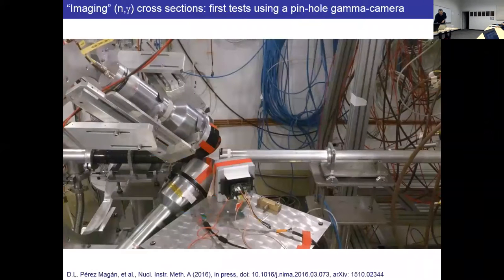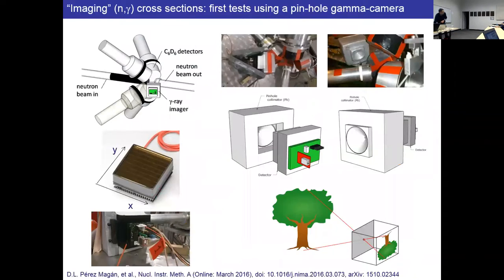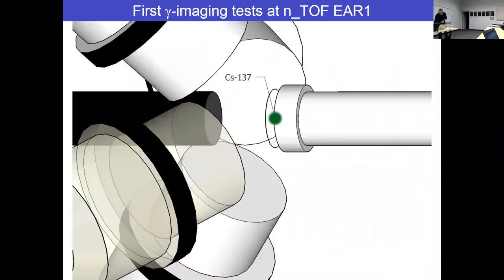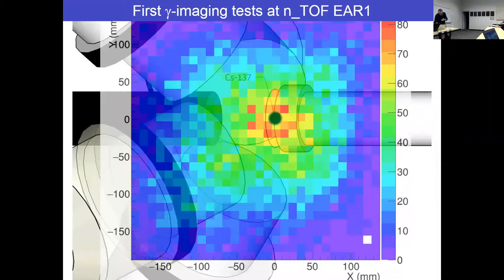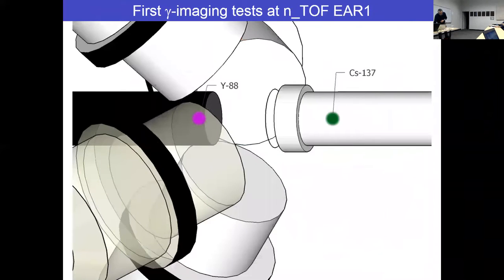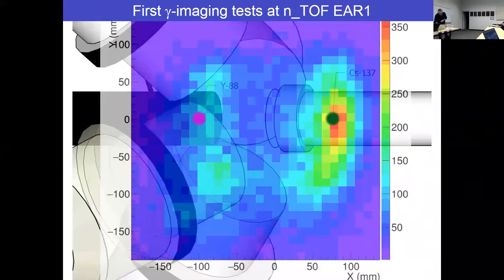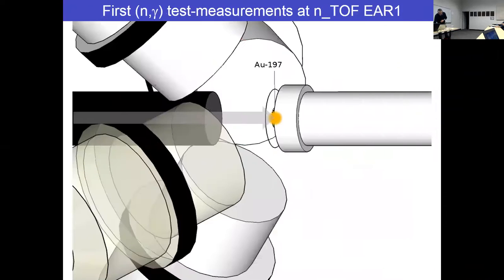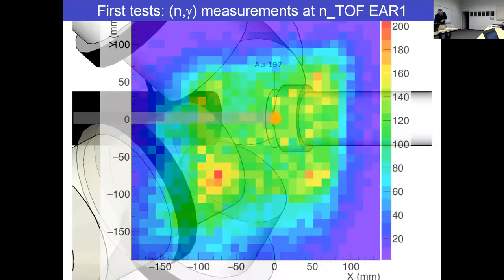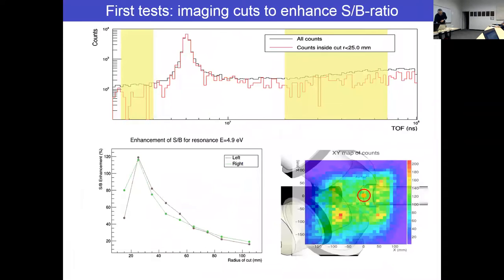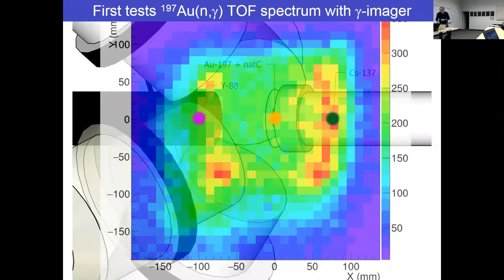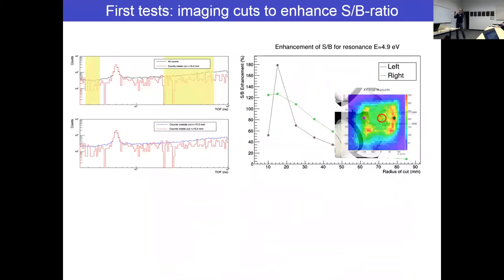And I will finish here because I think it is already very late. I had here some examples of some tests that we have made to get evidence that this idea is working. These are tests we made at the end of last summer, and which show that actually with another detector, with a gamma ray camera, we can improve the peak to background ratio already by a factor of 2.